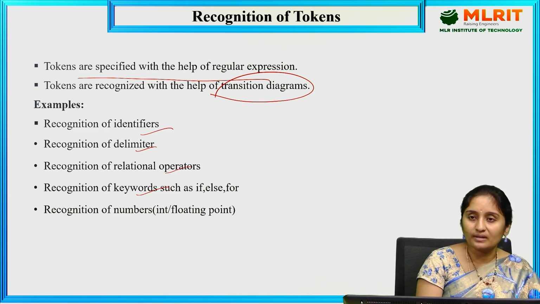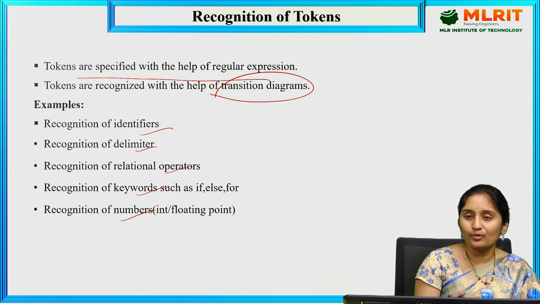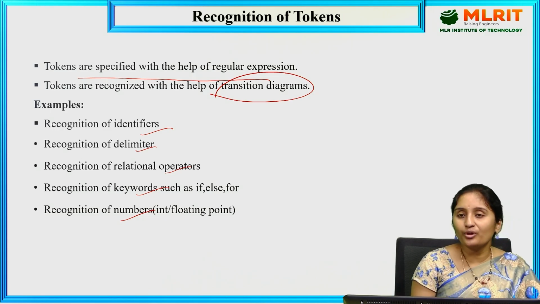All these come under the keywords, and recognition of numbers. The numbers can be integers or floating point or exponential values. So all these are a few examples of these tokens. So here we are going to scan the source program and it generates the tokens character by character. It reads the source program and it generates the tokens.